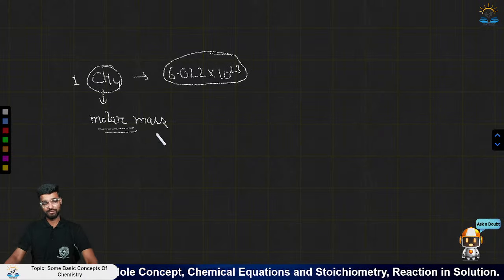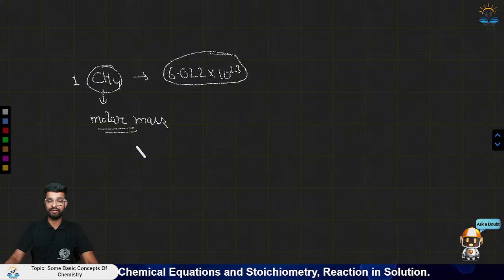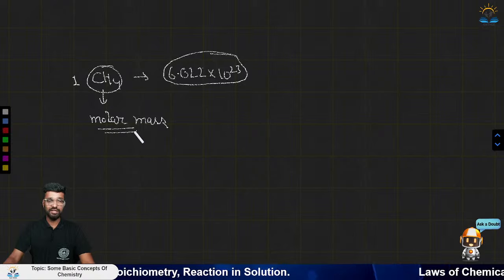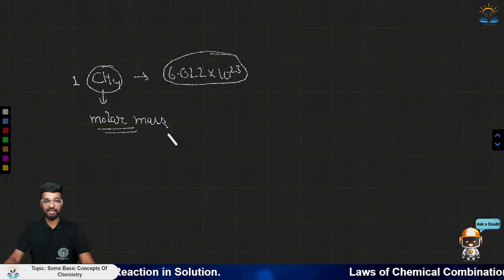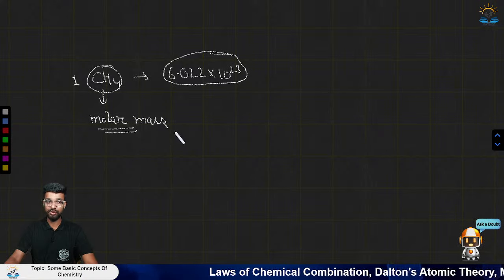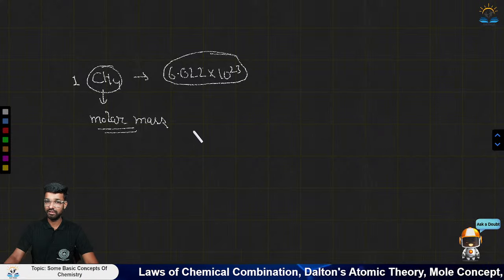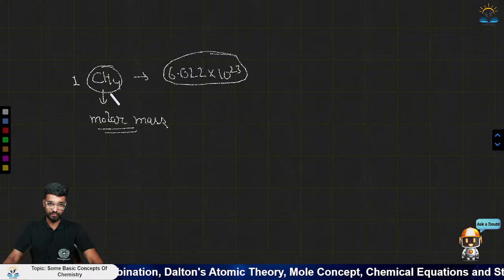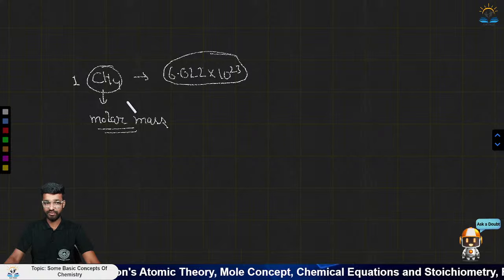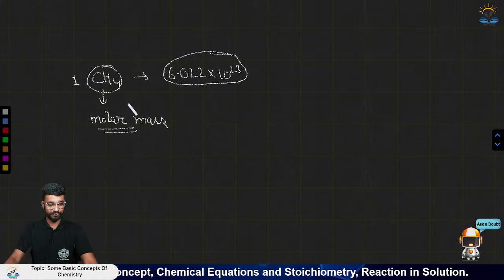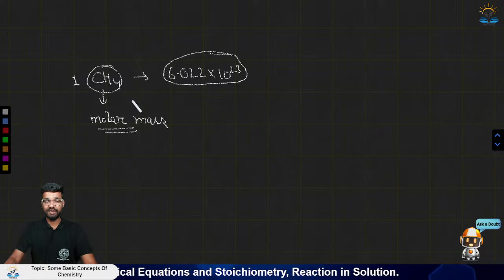How is it calculated? This is very simple. You can calculate the molar mass in a very simple fashion, like the molecular mass, like the formula mass. It is calculated in the same way. There is no difference in the method of calculation. We will calculate in the same way for all these three: molecular mass, formula mass, and molar mass. Only the unit and the technicalities will change.